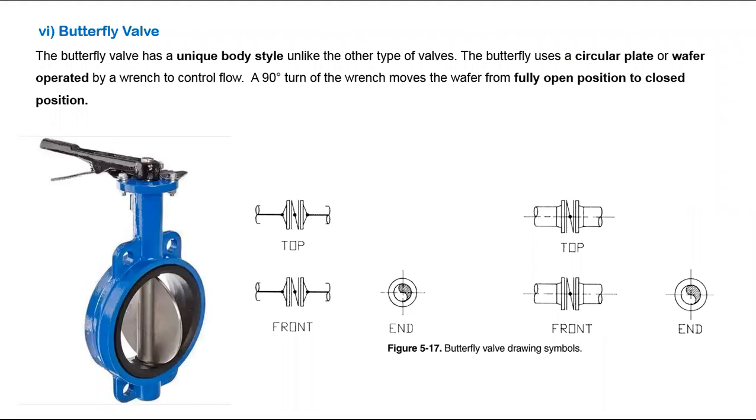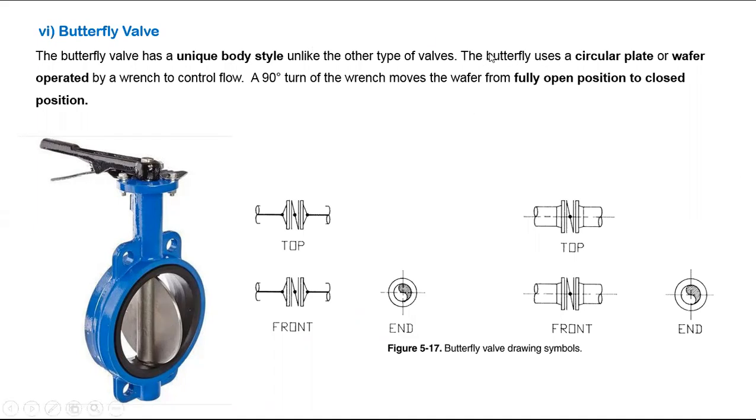Butterfly valve. The butterfly valve has a unique body style unlike the other types of valves. Other types of valves have separate flanges or screw ends. In our butterfly valve, not like that. Separate flanges will not be there on both sides. Only the valve body and wedge will be there. So you have to provide spare flanges on both sides in the pipeline itself to assemble the butterfly valve.